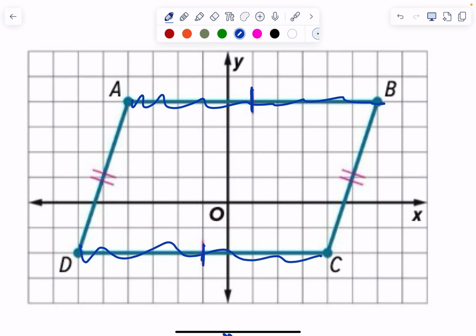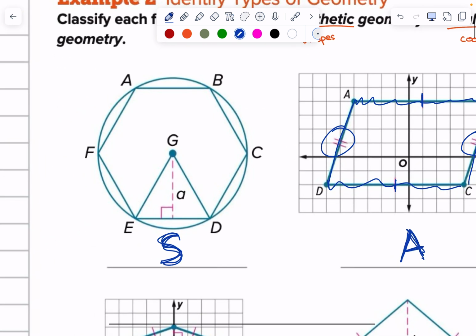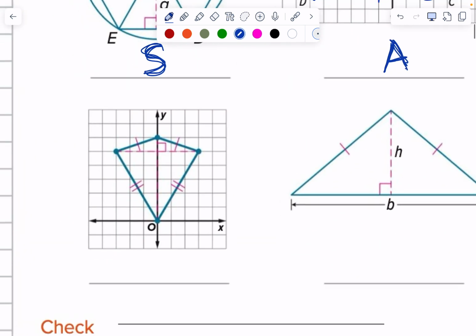This length, and this one has 2 tick marks, so those 2 sides are the same length. We'll study parallelograms in chapter 6, pretty well in depth. A parallelogram by definition has opposite sides that are parallel, but also opposite sides that are congruent, which means they're the same length. So there's a parallelogram.